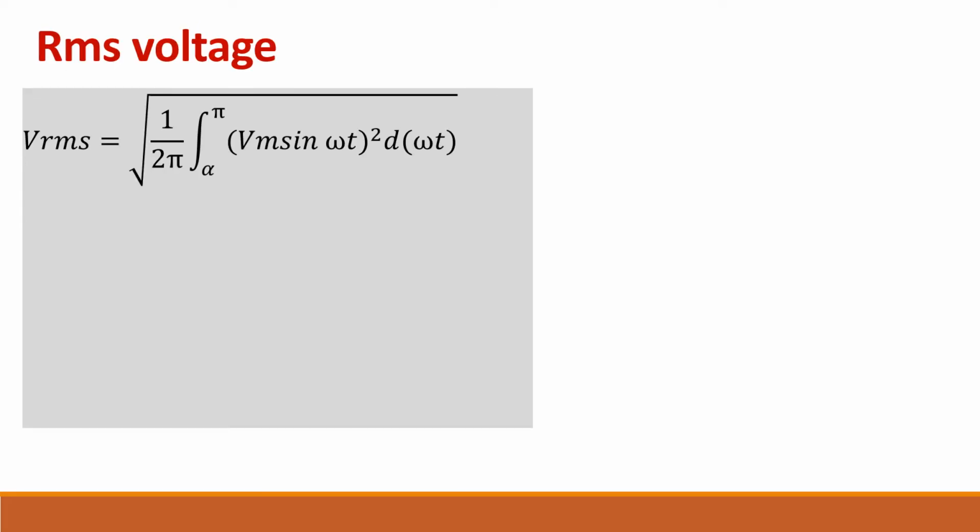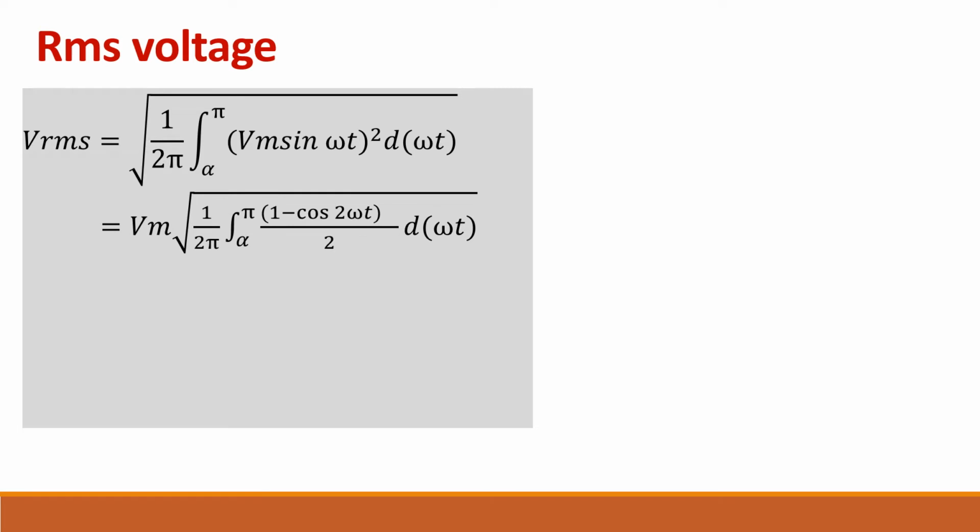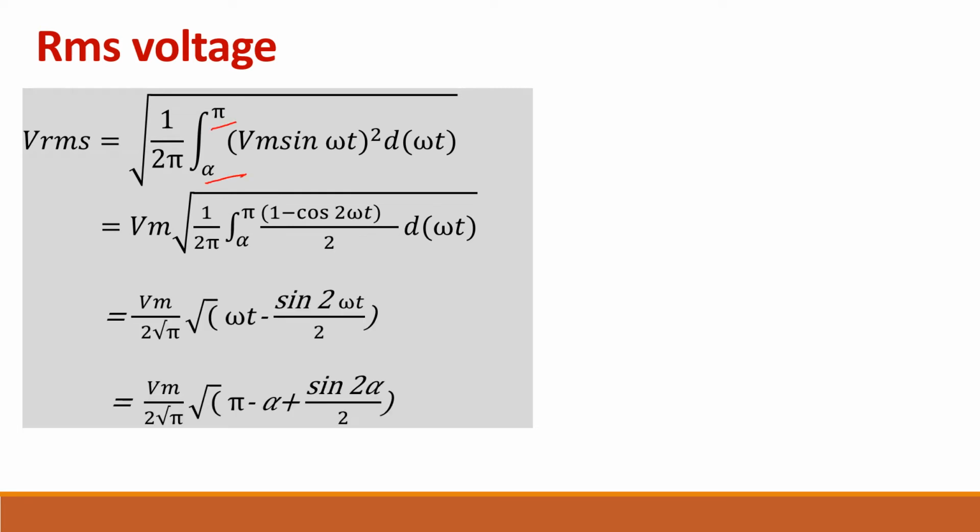Then we will find the RMS voltage. So limits is alpha to pi. So you do the calculation. This is the RMS voltage.